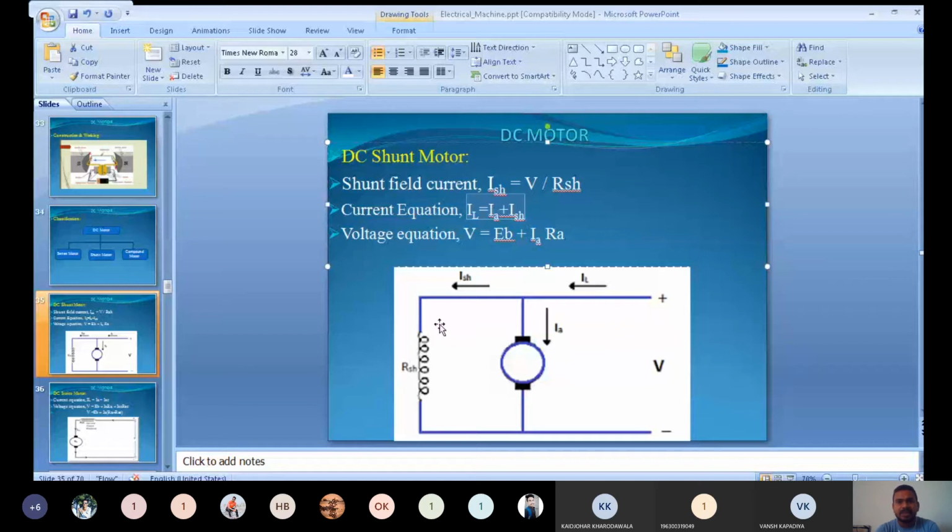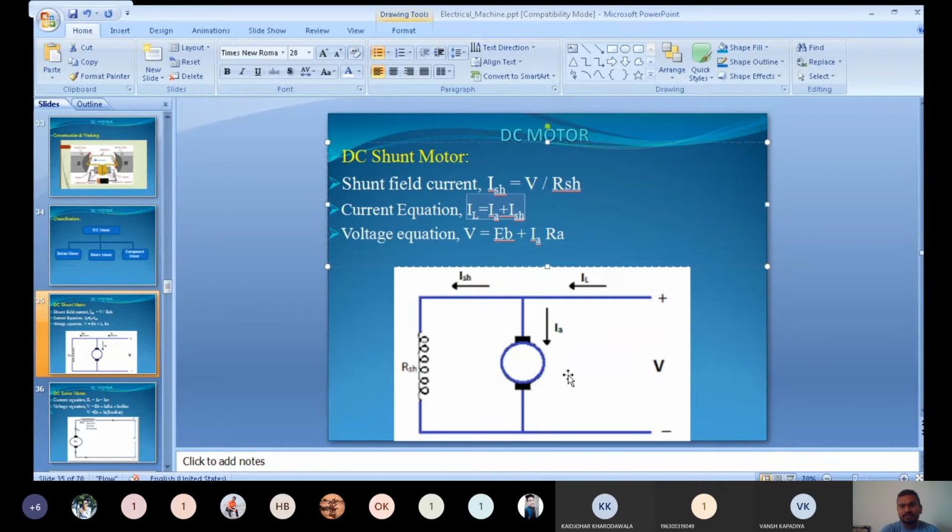Now the current flowing through the shunt field winding is ISH. What is the formula of shunt field current? ISH is equal to the supply voltage divided by the shunt field resistance. Shunt field resistance is denoted by RSH, where SH means shunt and R means resistance. So the shunt field current ISH is equal to V divided by RSH.